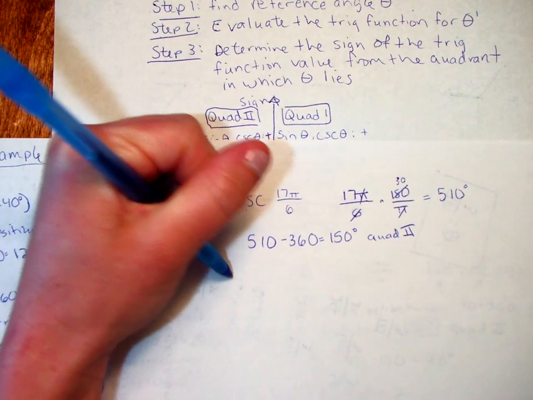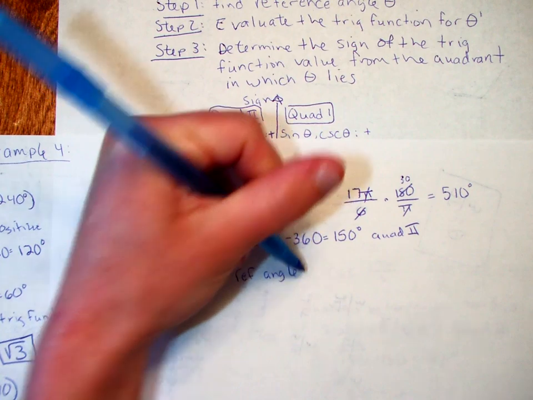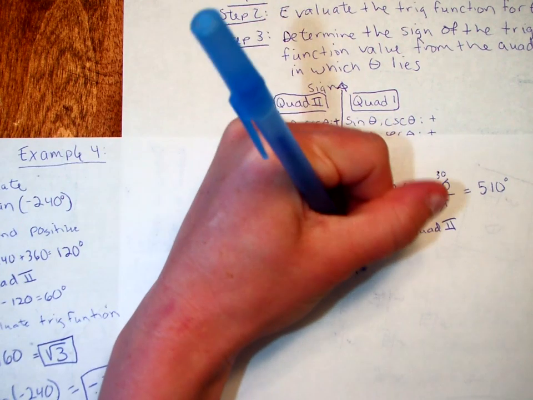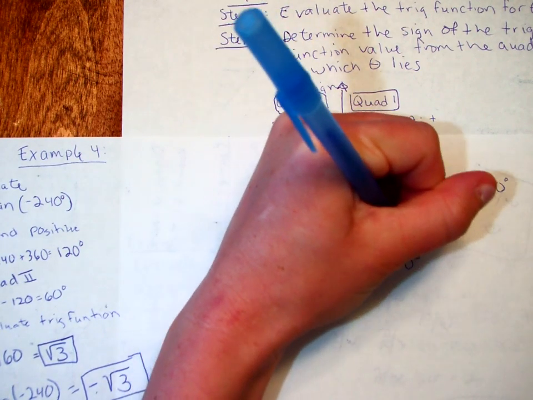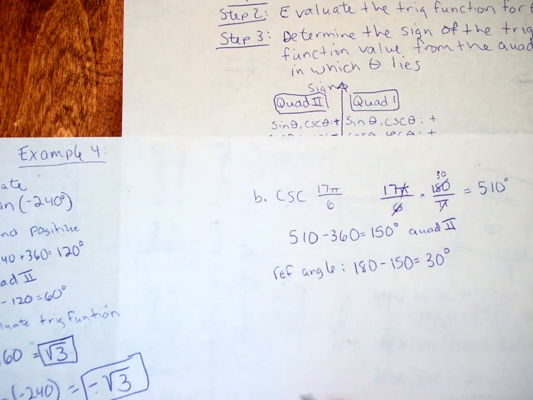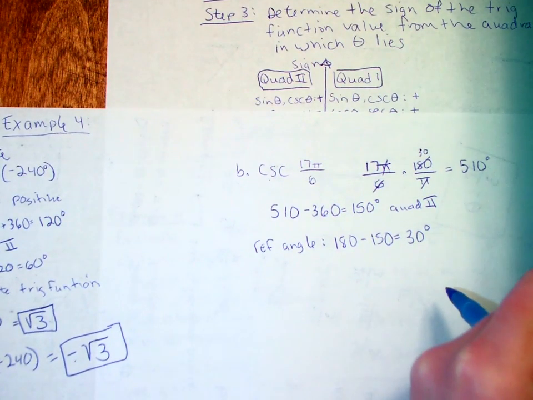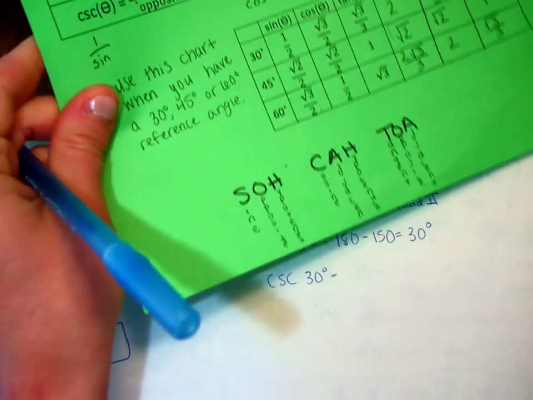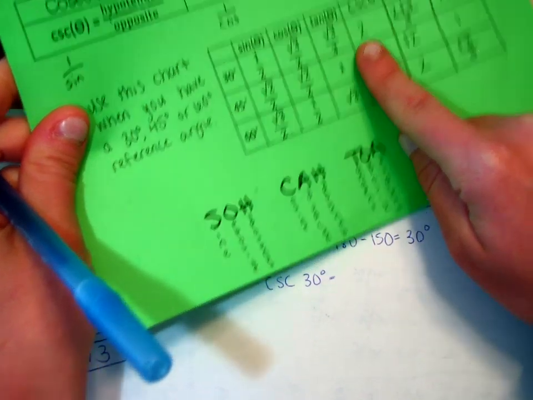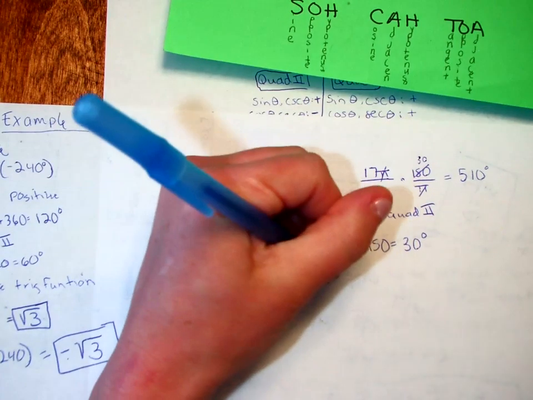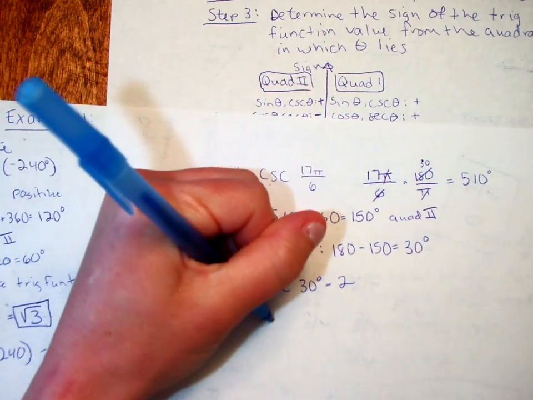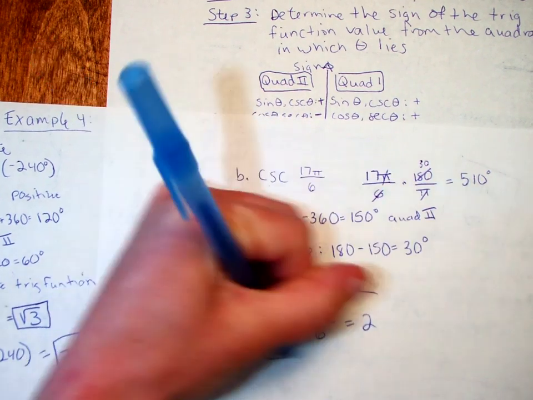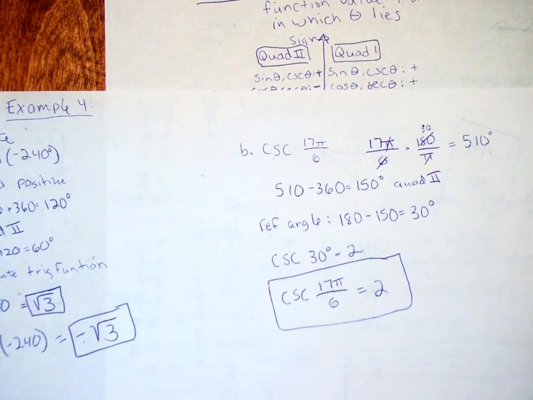Just like we did, because this one was in quadrant 2, 180 minus theta, we'll do 180 minus 150, and that gives us 30 degrees. And then we go to our chart, and we're now taking the cosecant of 30 degrees, which cosecant of 30 equals 2. Therefore, cosecant of 17 pi over 6 equals 2. That's your lesson.